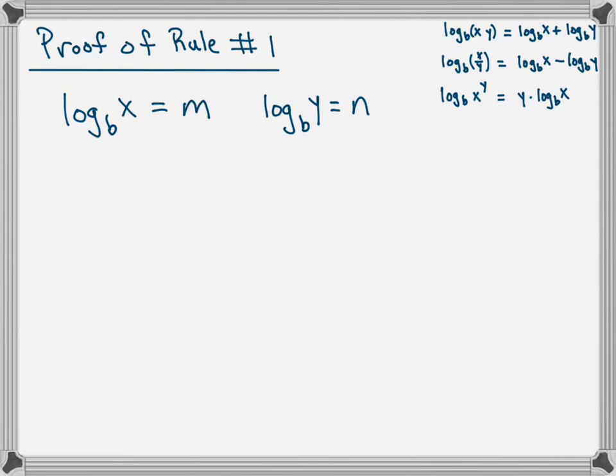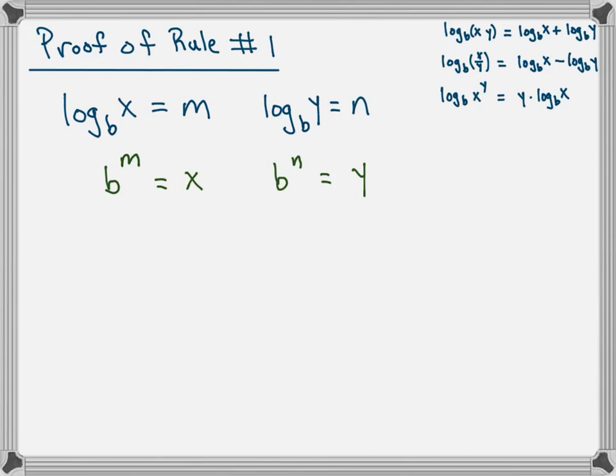So what I'm going to do is convert both of those back to exponential form. Remember, when we convert, we always start with the base. The base on this is b, and it'll be raised to the m power equals x. That's the corresponding exponential equation for the logarithmic equation. I can do the same thing for the one on the right. This would be b raised to the n power equals y. And that's looking pretty good.